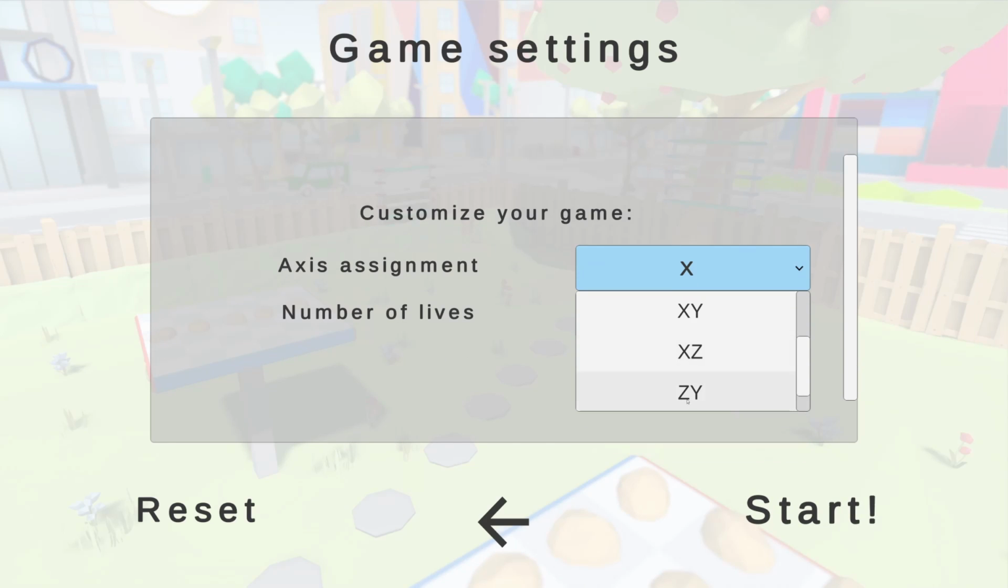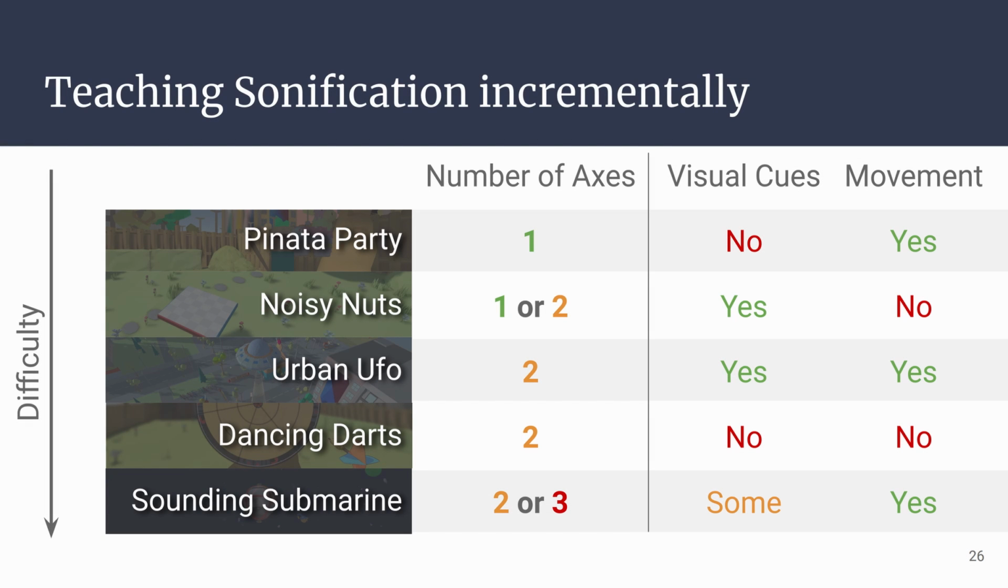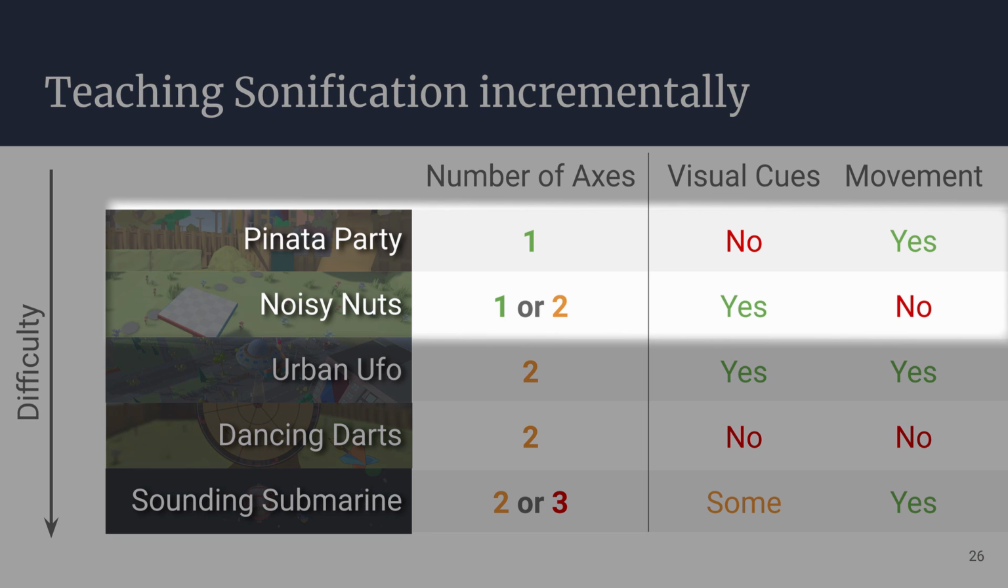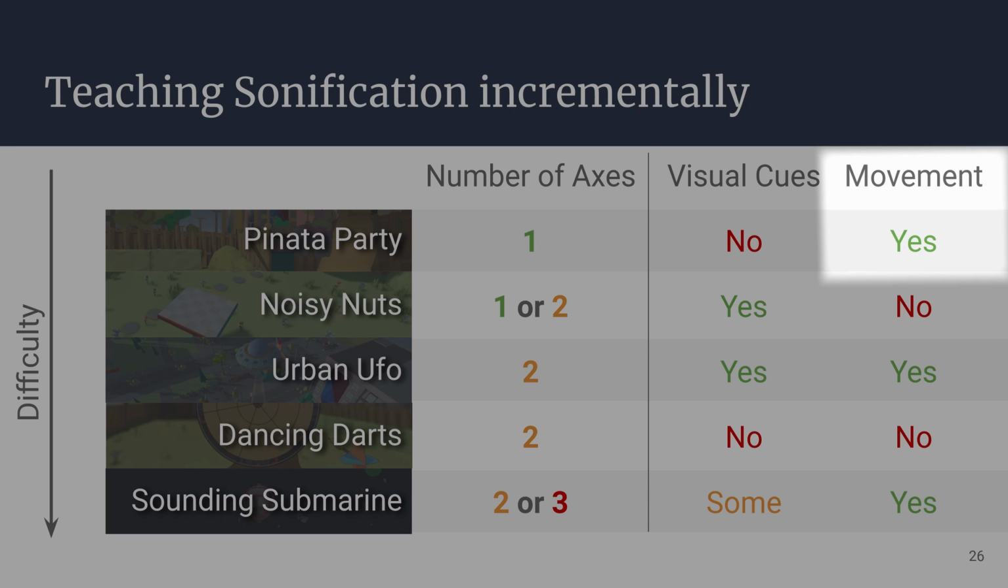Before we move on to the individual games, let's explain how we designed our 5 games to teach sonification incrementally. Players start off by playing only on one axis at a time and learning what each axis sounds like. We allow the player to move around to try and feel how the sonification changes depending on their own position.